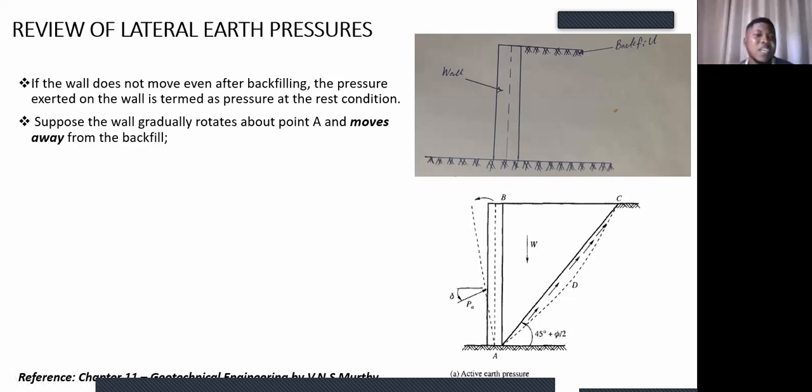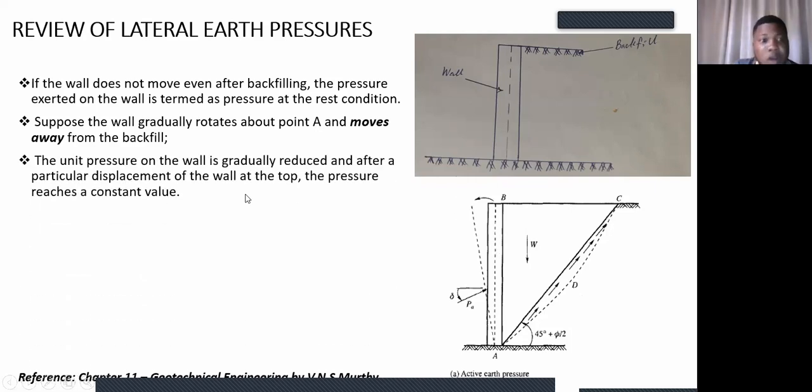Now we consider the scenario where the wall gradually rotates about point A and moves away from the backfill. This is quite commonsensical because I'm applying backfill at this particular region, so it's quite logical for my retaining wall to deflect towards the other side. If you see this particular arrow, you can easily infer that the lateral earth pressure of the soil, or the water, or whatever you are retaining, is the one responsible for the deflection or the brief rotation of this particular retaining wall.